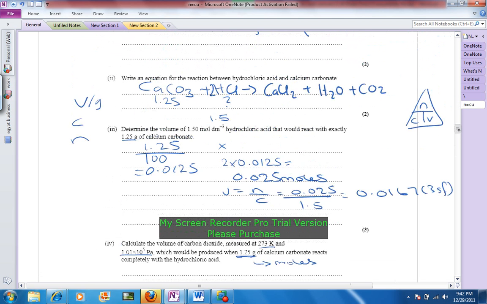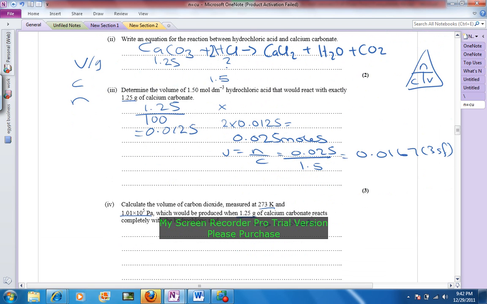I mean, wait 1 second. Sorry. Oh, this is of calcium carbonate. So they want to see how much of carbon dioxide is produced. Okay, well, actually, you can do this in a really simple way. You know that 1.25 grams gives you 0.0125 moles, right?